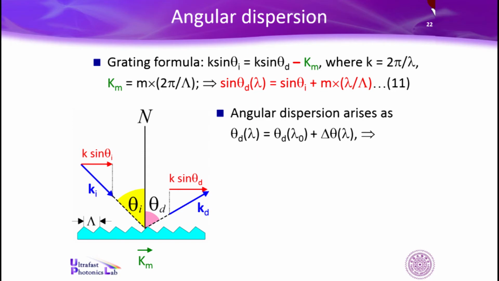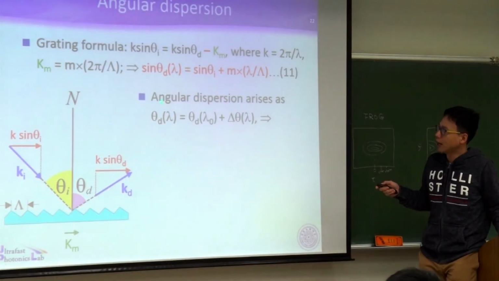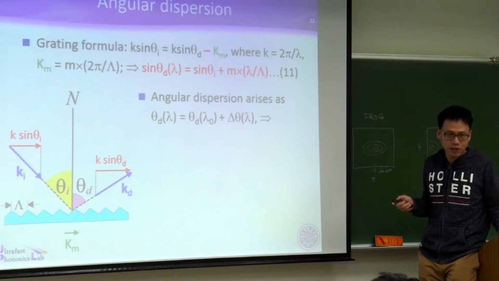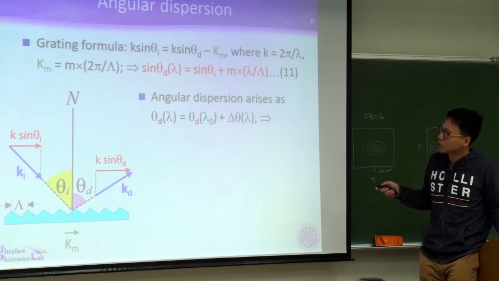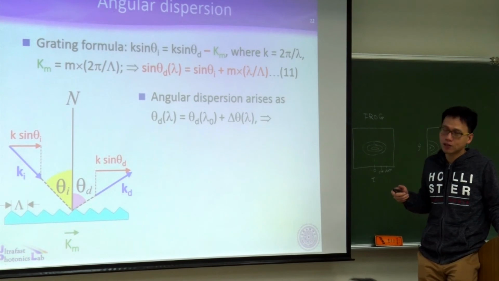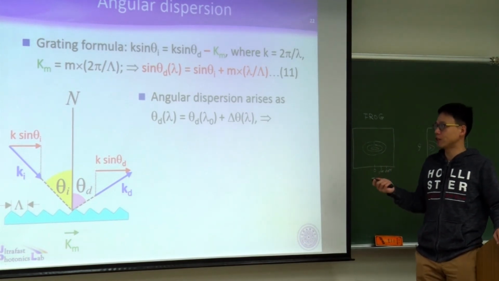The diffraction angle is a function of wavelength lambda. So angular dispersion arises because the diffraction angle is a function of wavelength lambda, which is theta d at the reference wavelength plus some delta theta, an extra angular change.